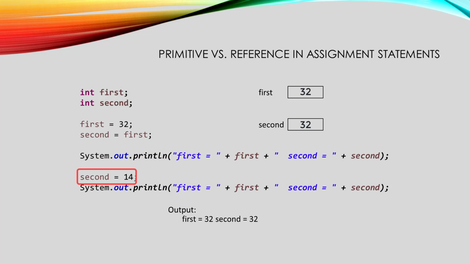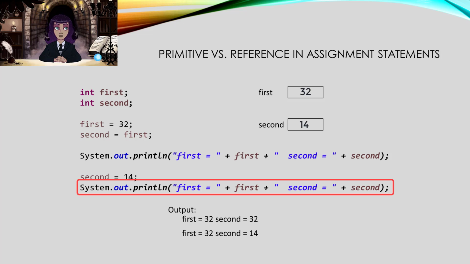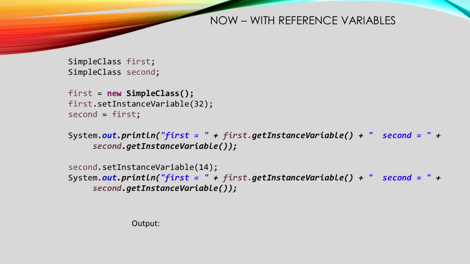If we then change the value in second, that change has no impact on first. If we print them out now, they have different values. So, with primitive variables, copying one into another with an assignment statement does not connect the variables in any way at all. Now let's do something similar with reference variables.